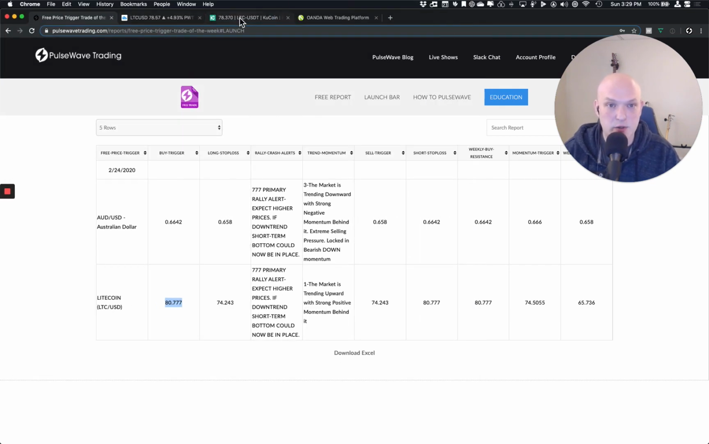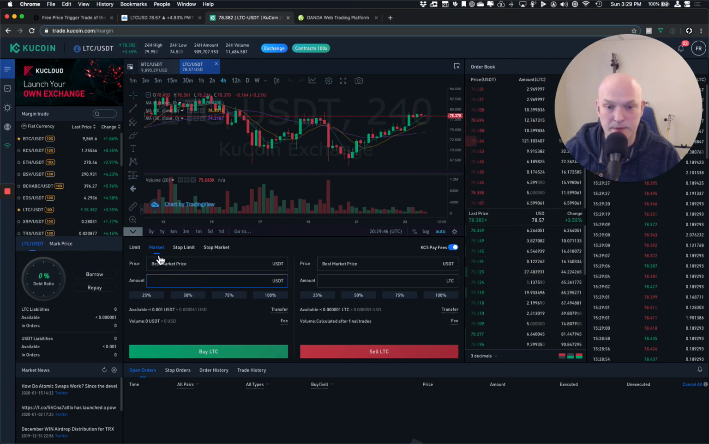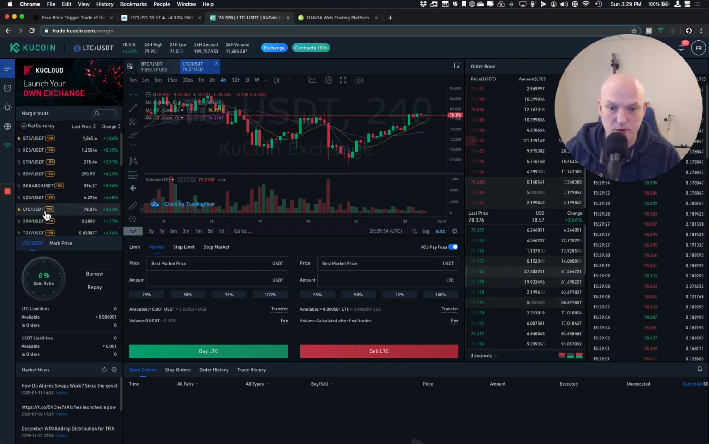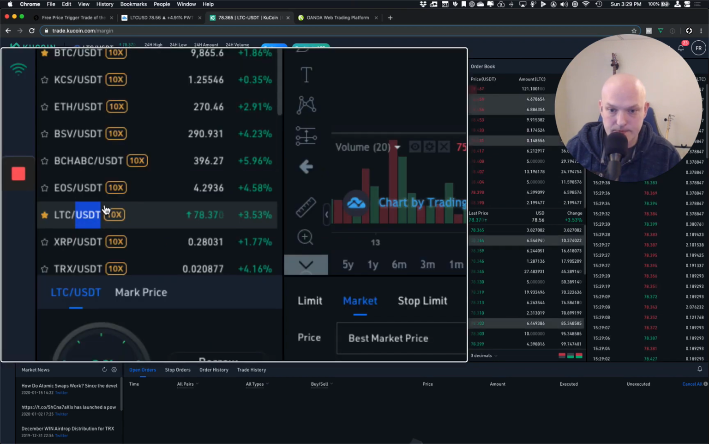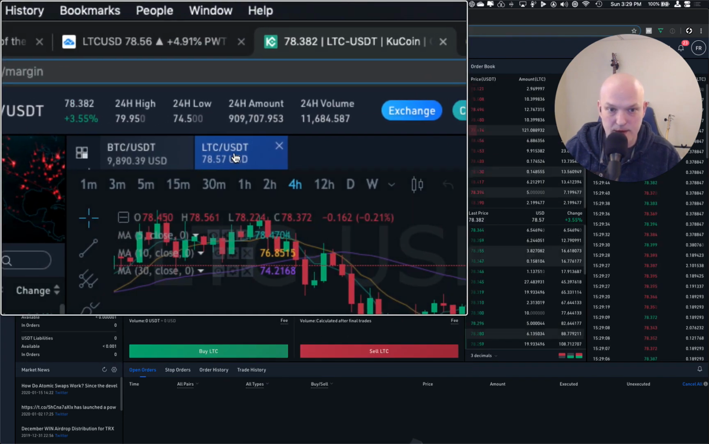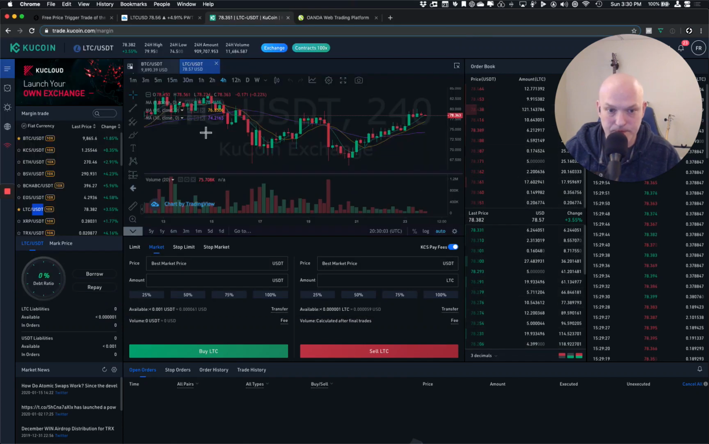Let's go over to KuCoin. Here's my problem on KuCoin. I'm in the margin trading area. Make sure you click on the right thing; you'll have that option when you log into KuCoin.com. Then I'm going to click on Litecoin USD over here. So I click on that, it opens a little tab here, and then I can trade Litecoin USD.